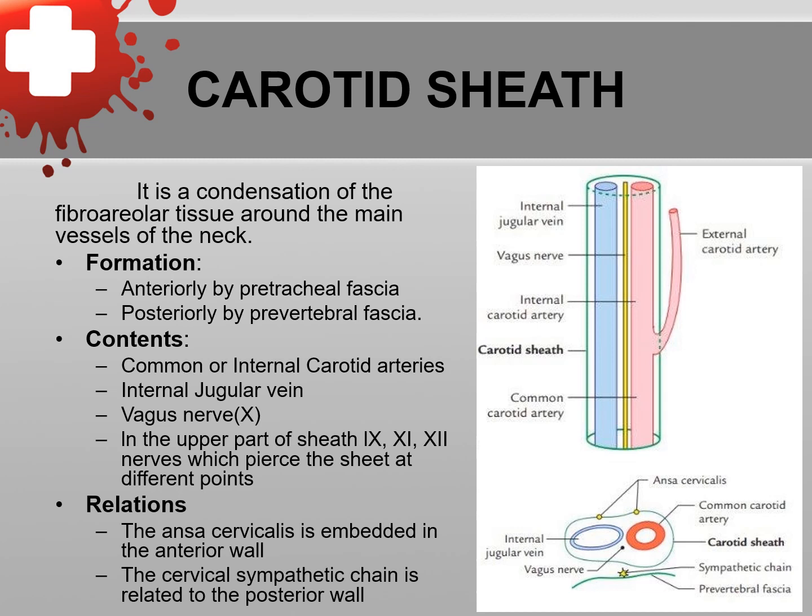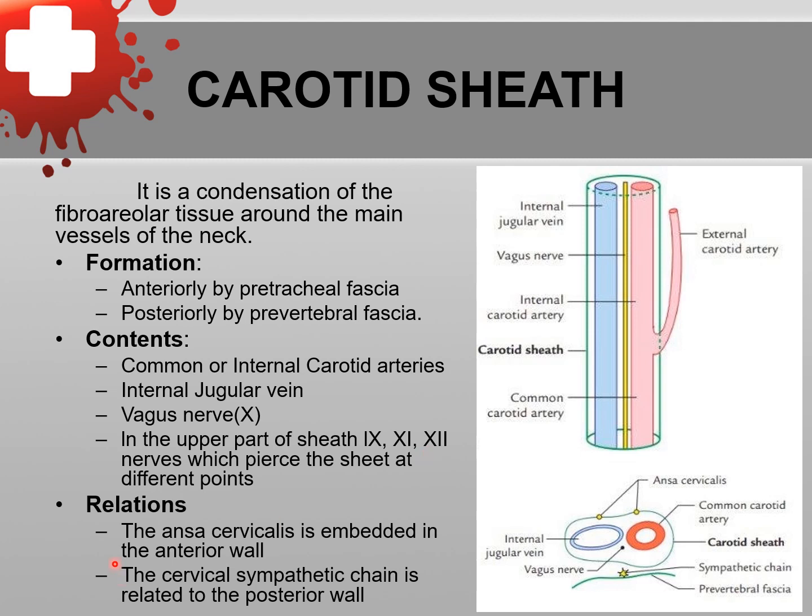Now we will look at the carotid sheath in detail, which is also a content of the carotid triangle. It is a condensation of the fibroareolar tissue around the main vessels of the neck, which include the jugular vein and the carotid arteries. It is formed anteriorly by the pretracheal fascia and posteriorly by the prevertebral fascia. Contents of the carotid sheath include the common or the internal carotid arteries, the internal jugular vein, and the vagus nerve, which is the 10th cranial nerve. Some parts of the 9th, 11th, and 12th cranial nerves are also present in the carotid sheath.